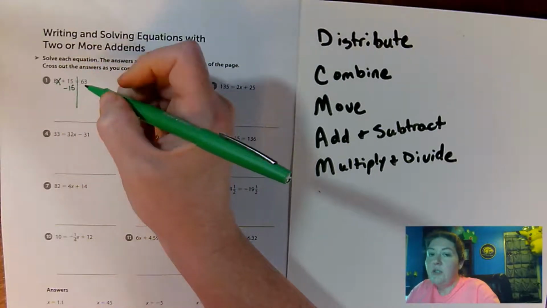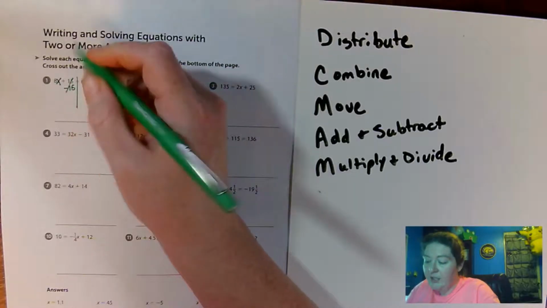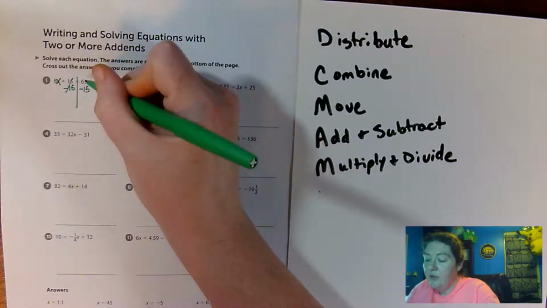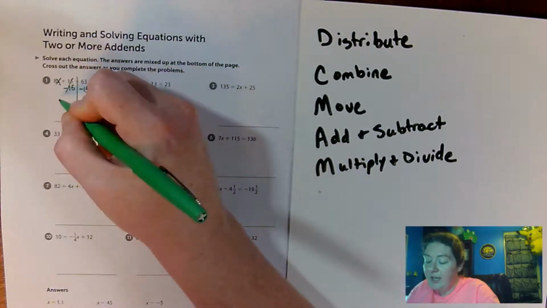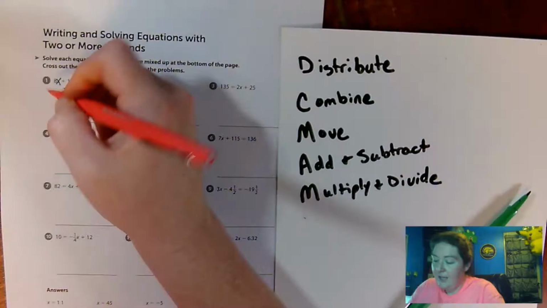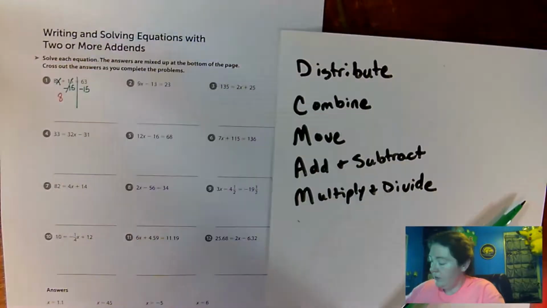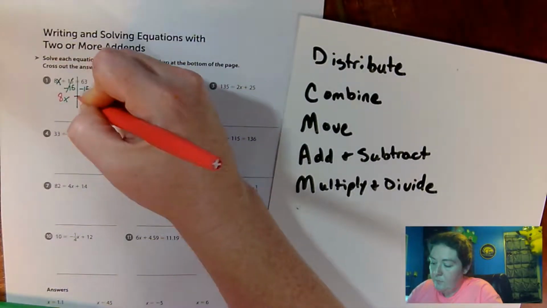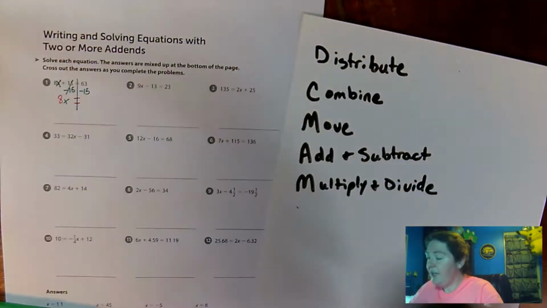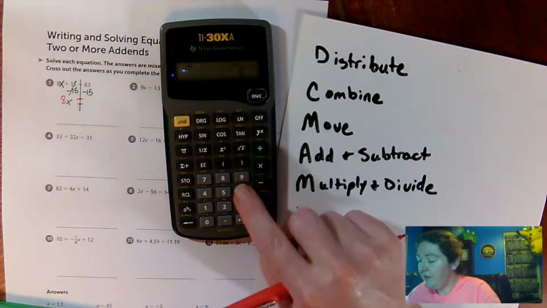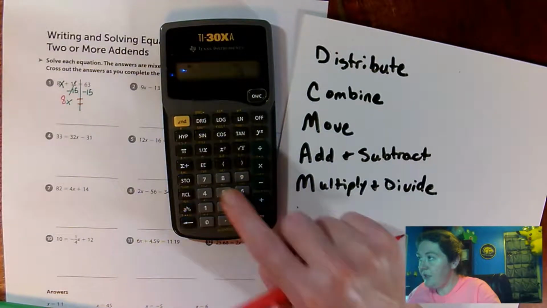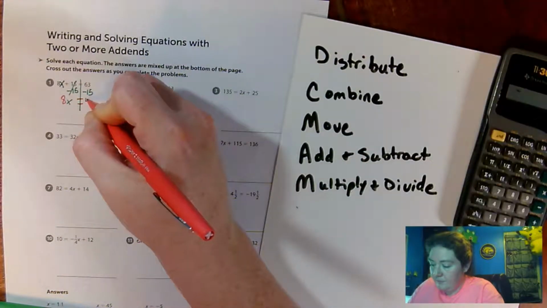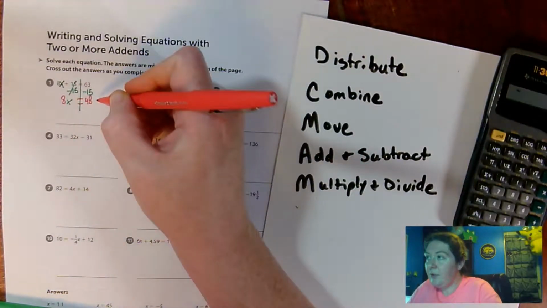What I do to one side, I do to the other. My 15's cancel. So now I'm going to bring down my 8x and in my handy dandy calculator, I'm going to say 63 minus 15. That gives me 48. So this is my brand new equation.